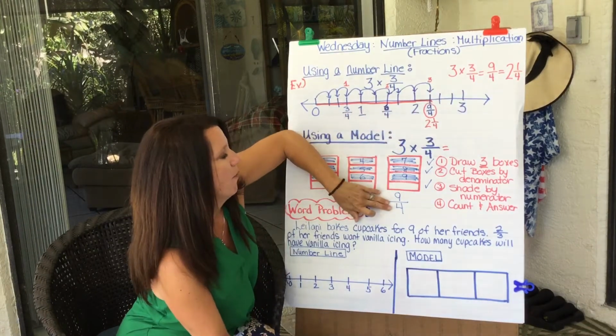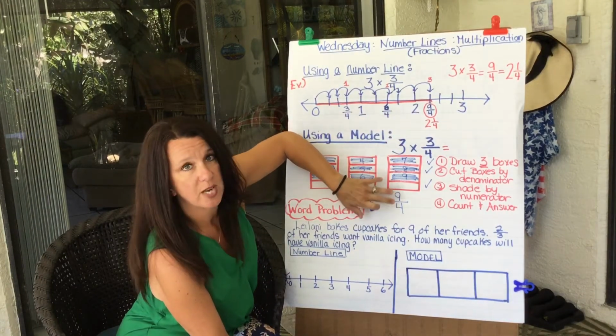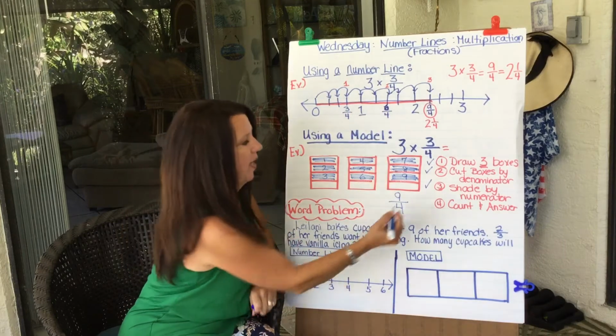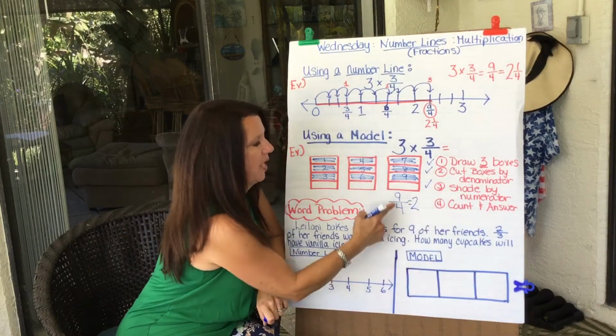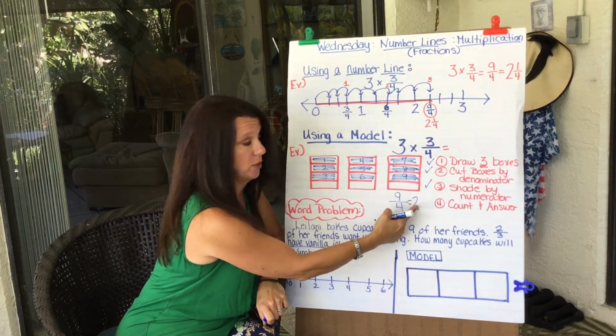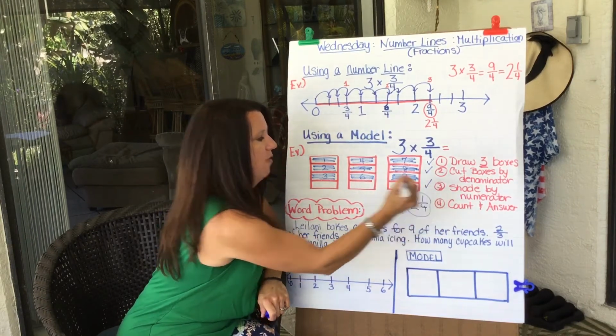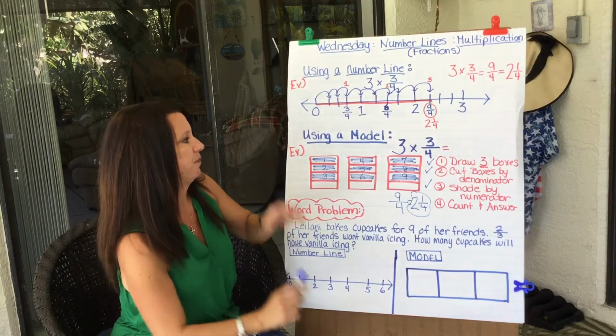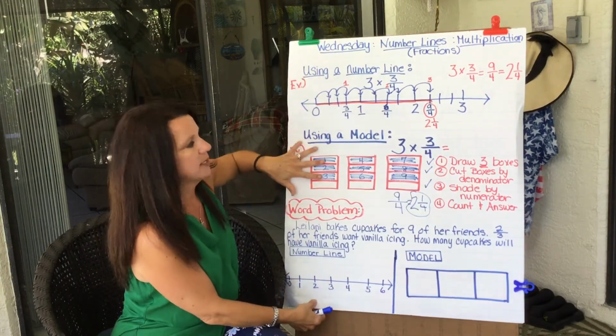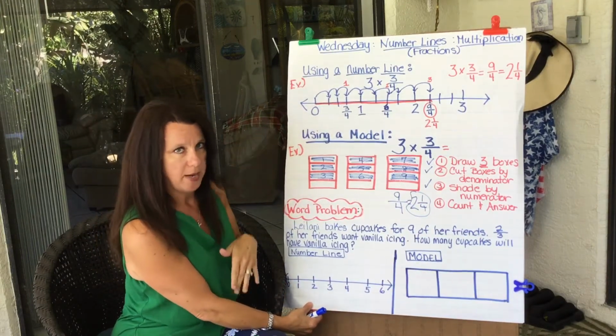And then 4 goes into 9. How many 4s can I get out of 9, like wholes? Well, I can get 2, but then 4 times 2 is 8, so I have to subtract 8 from 9, I have 1/4 left. So there's another way to do it, okay? So this is just adding some more strategies to the ones that we did on Monday.